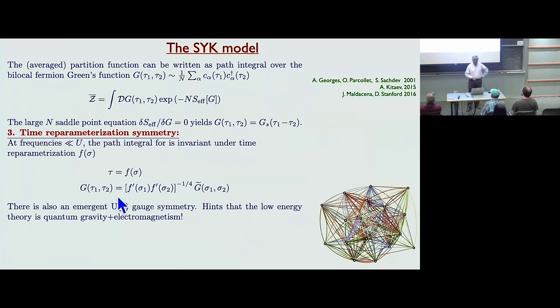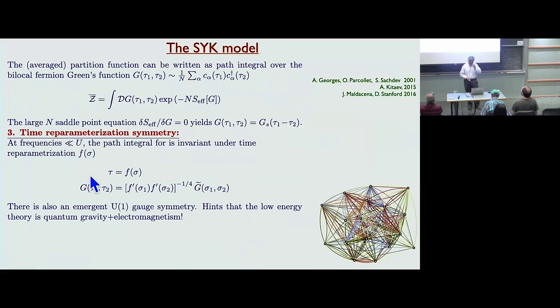So, think of tau as some imaginary time in this case. Sigma is a different clock, and the two clocks are running at different rates. It turns out it doesn't matter. The physics is the same for both clocks. And this is very reminiscent of the kind of general coordinate invariance you have in Einstein's gravity. So here's a quantum system which has something like general coordinate time reparameterization invariance emerging at very low energies.